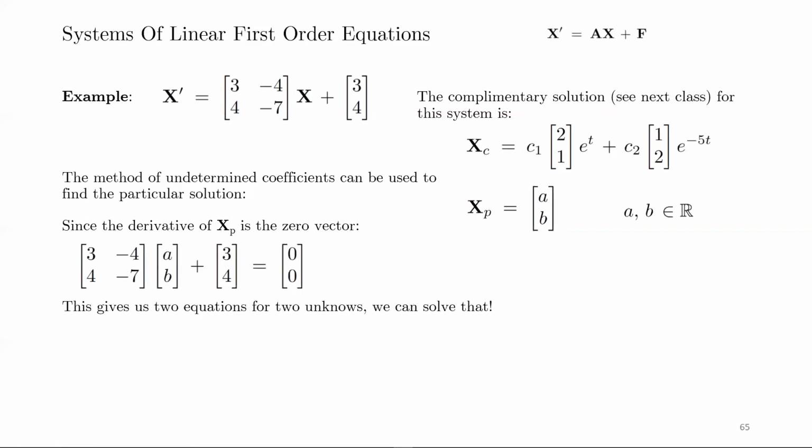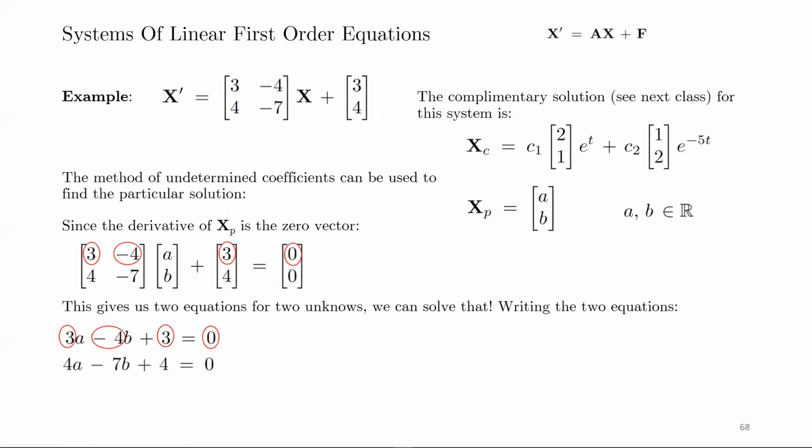So this gives us two equations for two unknowns. The two unknowns are A and B, and we can solve that, right? So we can write down the two equations like so, and where do these come from? Well, the first row here is associated with the first row in the matrix form. So 3 times A minus 4 times B plus 3 equals 0. And similarly, the second row comes from 4 times A minus 7 times B plus 4 equals 0. So you need to be able to go from writing a system of equations into matrix form and back again. I expect you to know how to do that, so feel free to practice that.